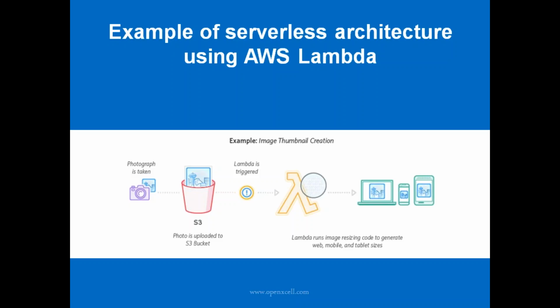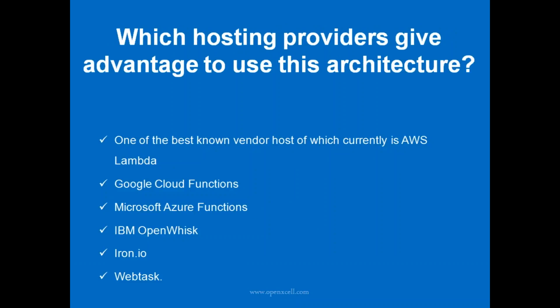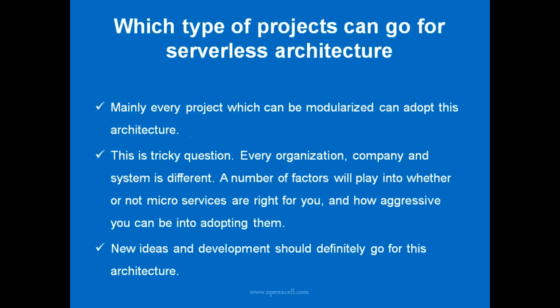As I used the Amazon Lambda example, I'm sure you will wonder which hosting providers offer this structure. One of the best-known vendors we currently use is Amazon Lambda, but others have also joined the race, like Google Functions, Microsoft Azure Functions, IBM OpenWhisk, Iron.io, WebTask, etc. Now to make any decision, we obviously have to see which type of projects can go for serverless architecture.